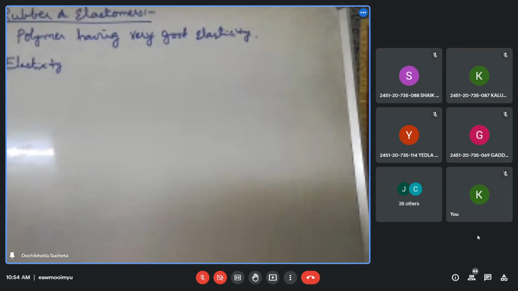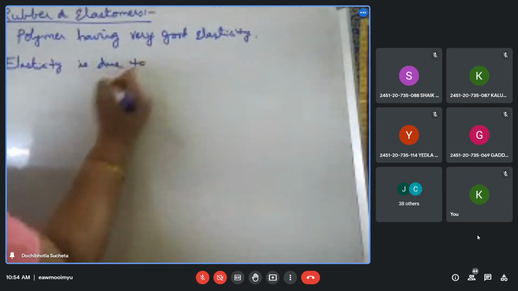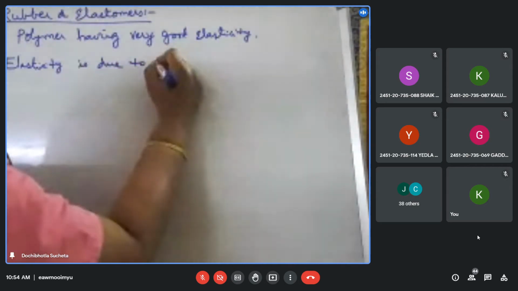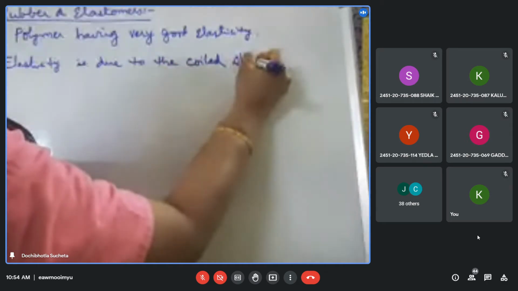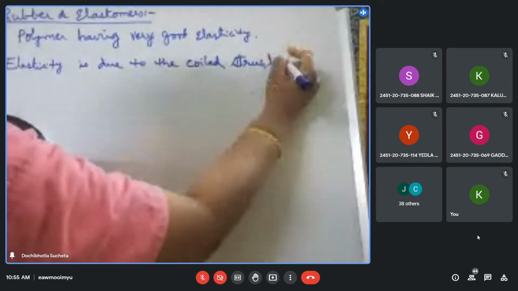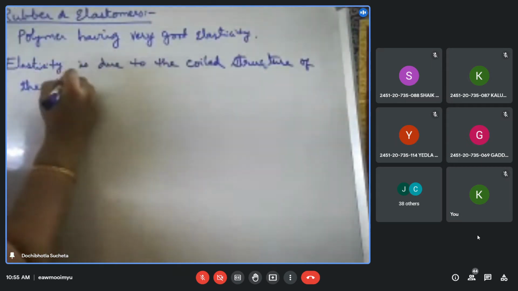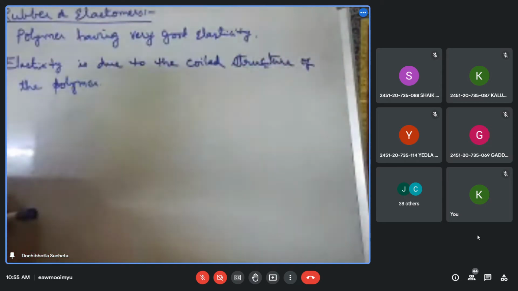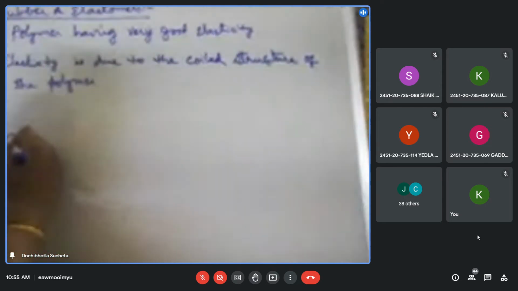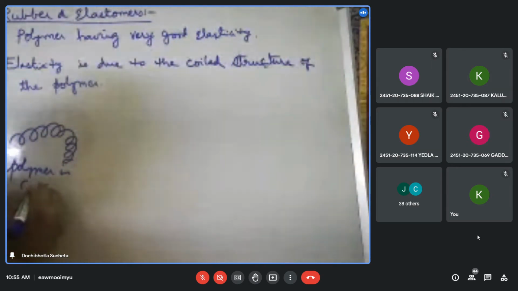Okay. Next dot. Elasticity is due to the coiled structure of the polymer. The coiled structure will make the polymer elastic. So this is the shape of the polymer. Polymer in coiled shape.